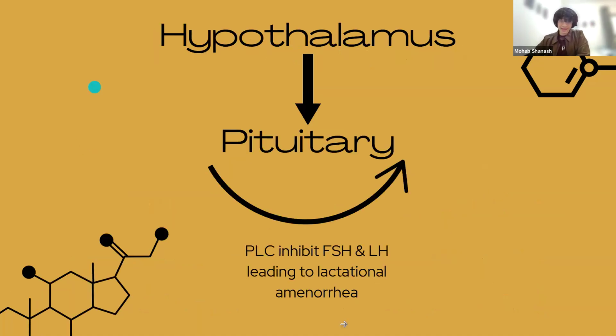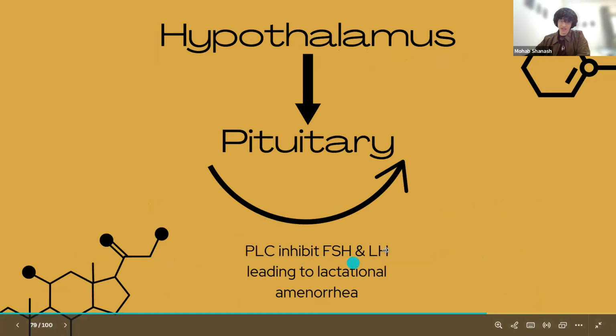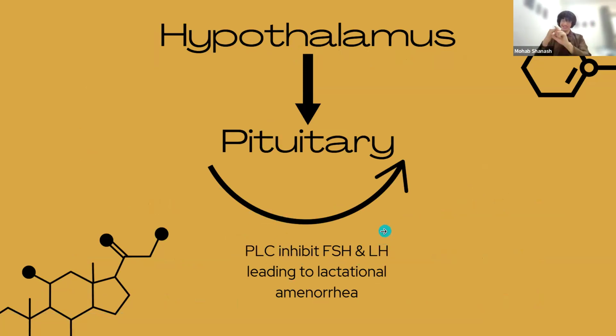Now, prolactin inhibits FSH and LH. So FSH and LH inhibit themselves, they're inhibited by the growth hormone, and they're inhibited by the prolactin, which leads to lactational amenorrhea. Okay.